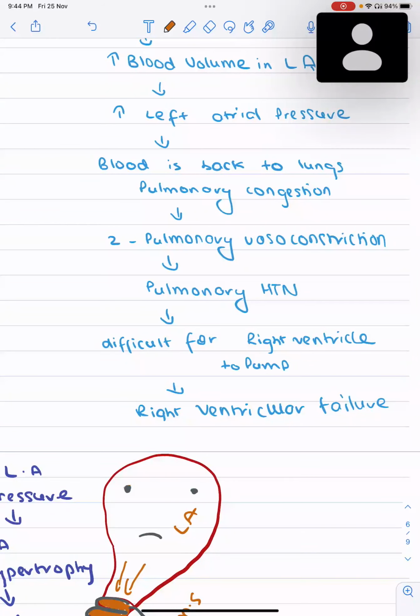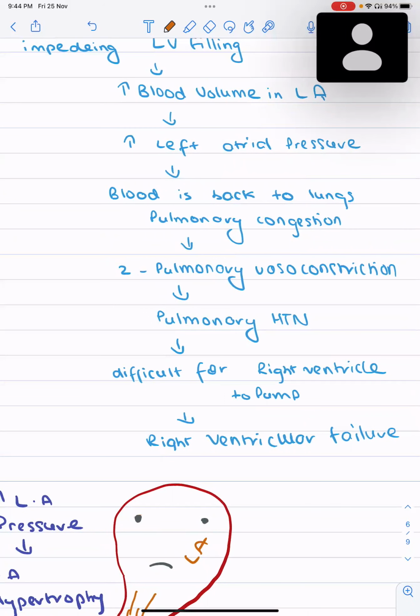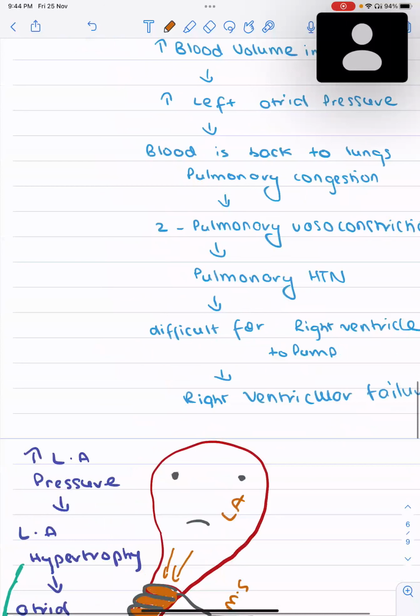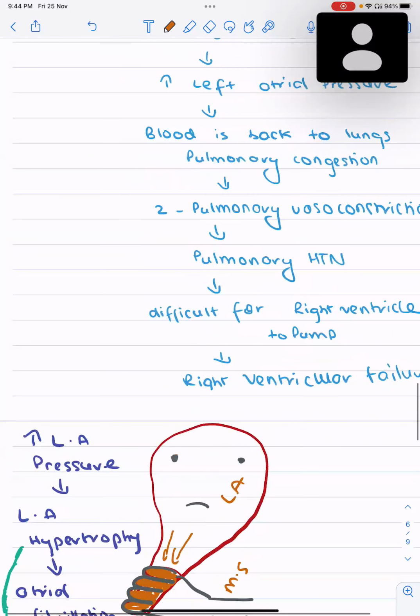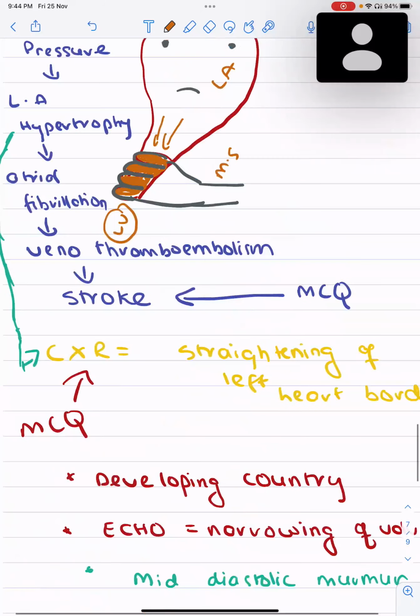That's perfect. Okay. Now, see, what is happening is that there's left atrial pressure over a prolonged period of time. What's going to happen? When you go to the gym, they keep on increasing the pressure, first 5 kg, then 10 kg. What's going to happen? Hypertrophy is going to happen. So left atrial hypertrophy is going to happen. And here there is another MCQ, guys. Very high yield MCQ. Left atrial hypertrophy is going to lead to straightening of the left heart border.